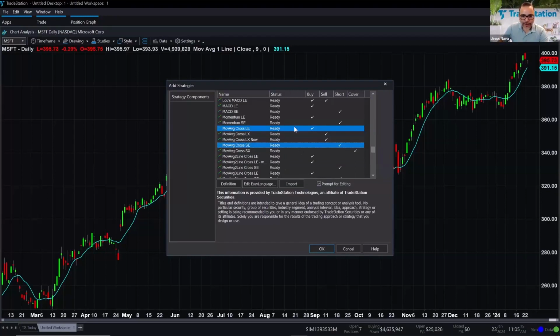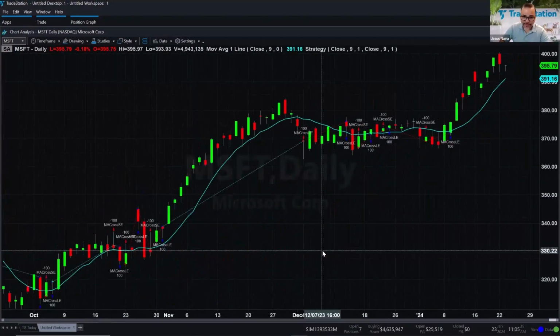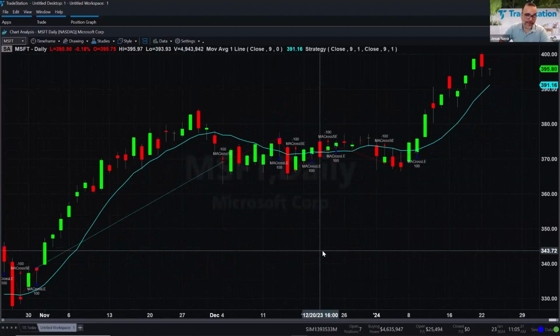I don't want to change the parameters here yet. What I am going to do is uncheck this box that says prompt for editing, so the strategy goes right onto the chart. If you haven't played with strategies before, this is a fascinating technology that TradeStation supports, and it allows you to test ideas, trading ideas. In this case, we're testing how the strategy would behave if you were taking a trade every time the price crosses over or under that moving average.